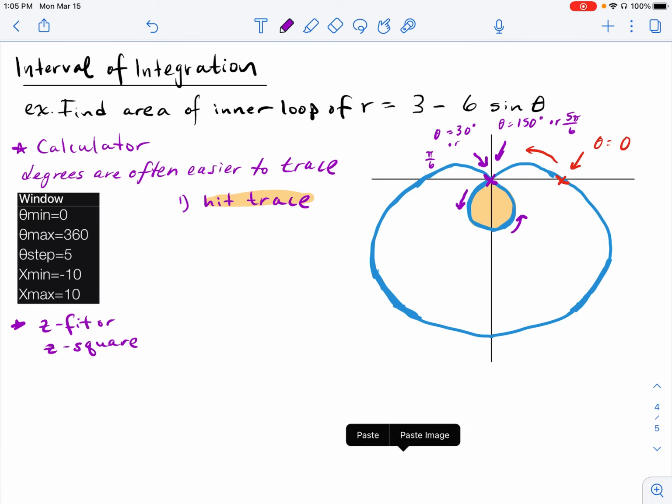We should notice that r is equal to 0, I apologize, not theta, at theta equal to pi over 6 and 5 pi over 6. Okay, so it starts the loop at 30 degrees and closes the loop at 150 degrees.